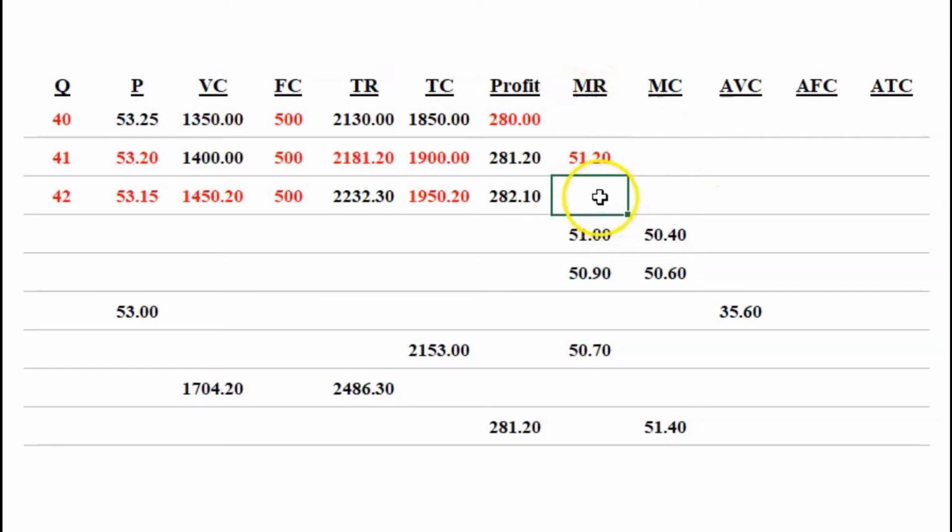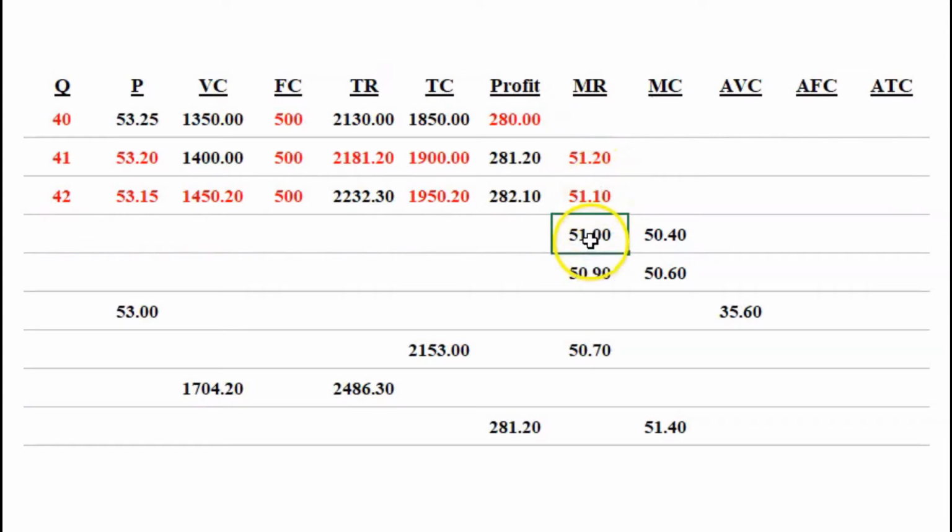And now to find the marginal revenue of the 42nd unit, we need the total revenue from 42, which is 2232.30, and we're going to subtract away the total revenue from the 41st unit. As quantity increases by 1, total revenue increases by, well, let's find out. We'll subtract away 2181.20, and I get 51.10. And so the marginal revenue for the 42nd unit is going to be 51.10. There we go.